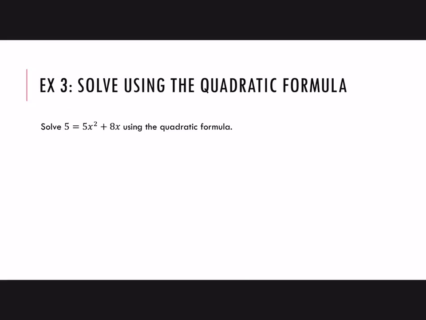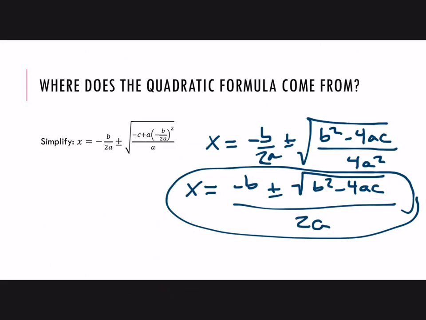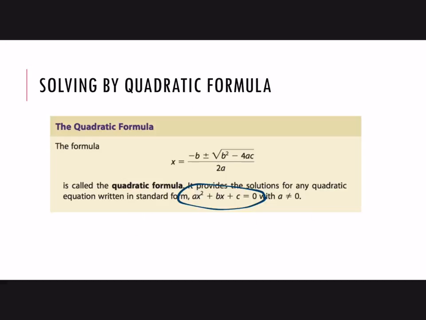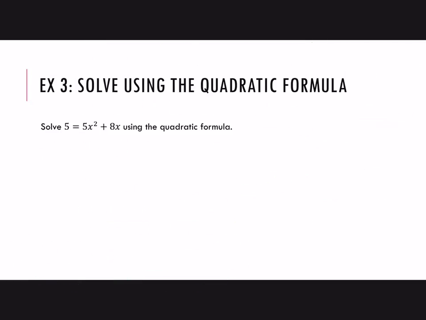All right, how about this one? This one's not in standard form, so if you look back at the instructions for the formula, let's see. Okay, the formula gives solutions for a quadratic equation in standard form when it's set equal to 0. So that's our first step. We have to set it equal to 0.